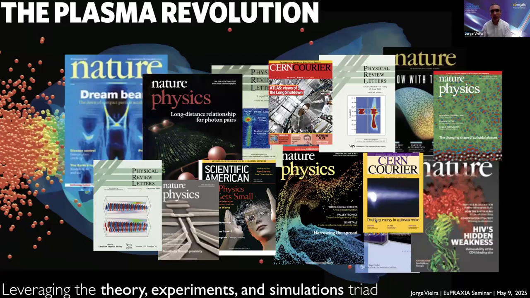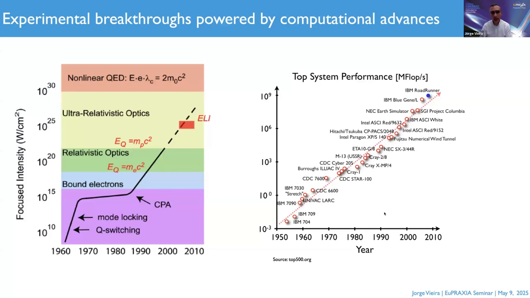So the progress has been tremendous, and this led to the so-called plasma revolution, which was only possible because it leveraged a triad of theory, experiments, but also simulations. So numerical simulations have been playing a very important role in the development of plasma accelerators, and they are only possible because, on par with laser developments, there has also been a tremendous advance in computing power over the years.